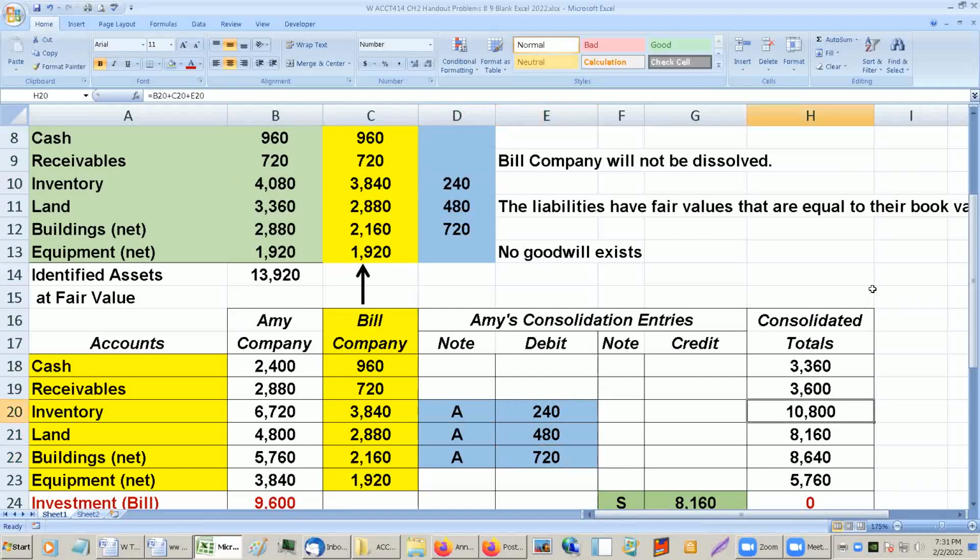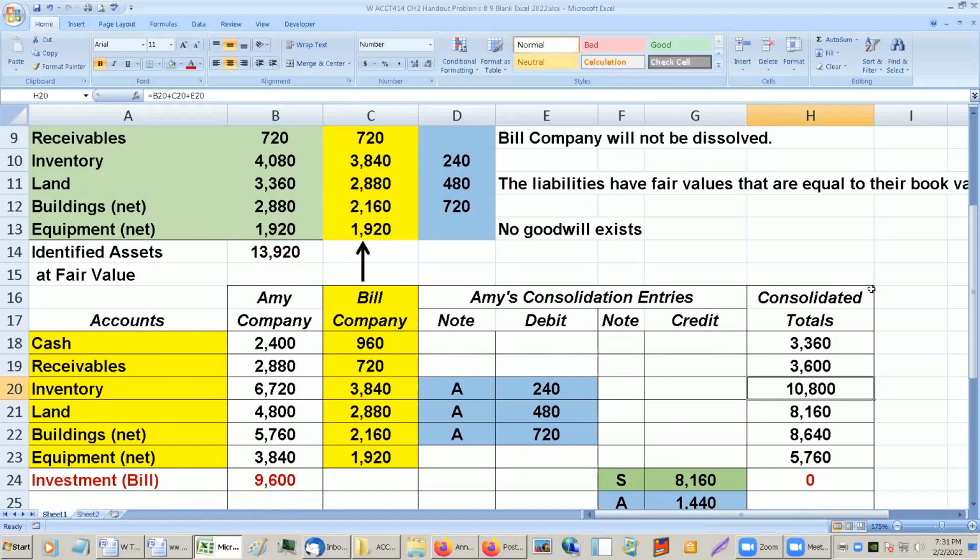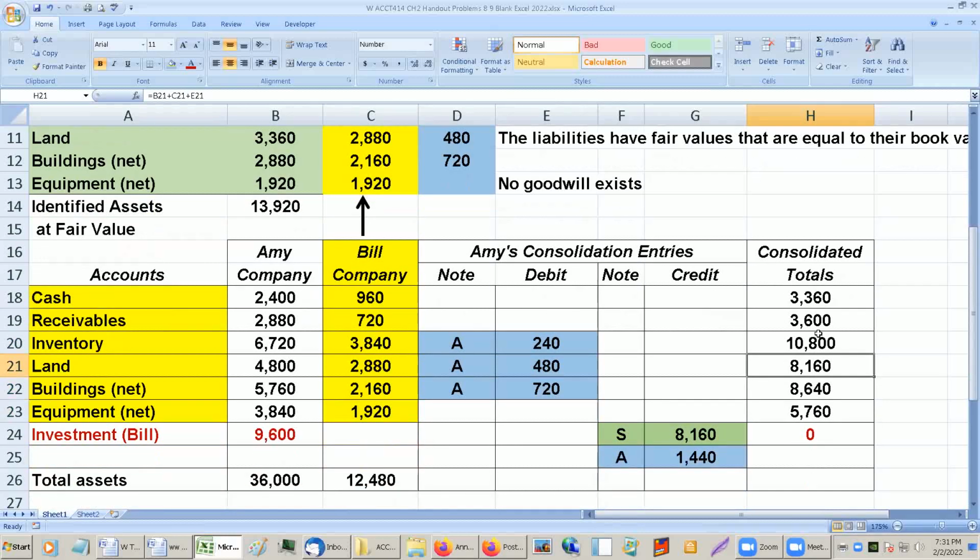So these are all going to get added in. It's possible they could be subtracted if we thought that they had overestimated an asset. That's a little bit unusual, but it can happen. Okay. And so if we add all these up, this should be 40,320. So this is how much in total assets we have, including these 1,440 of assets that we added on to.